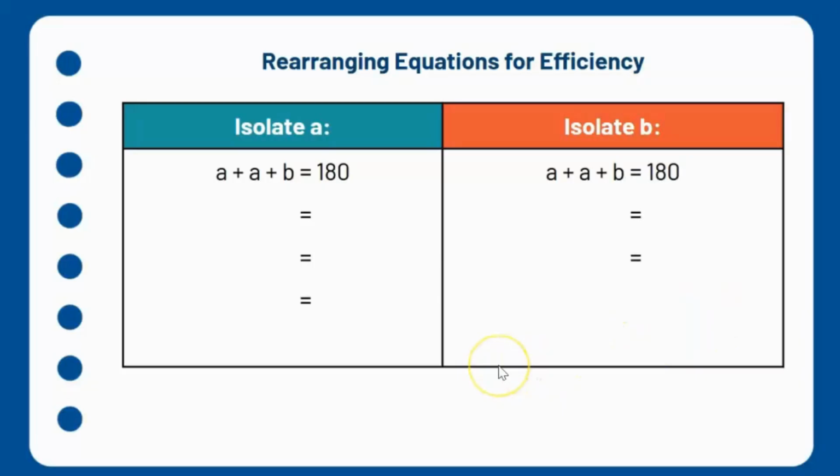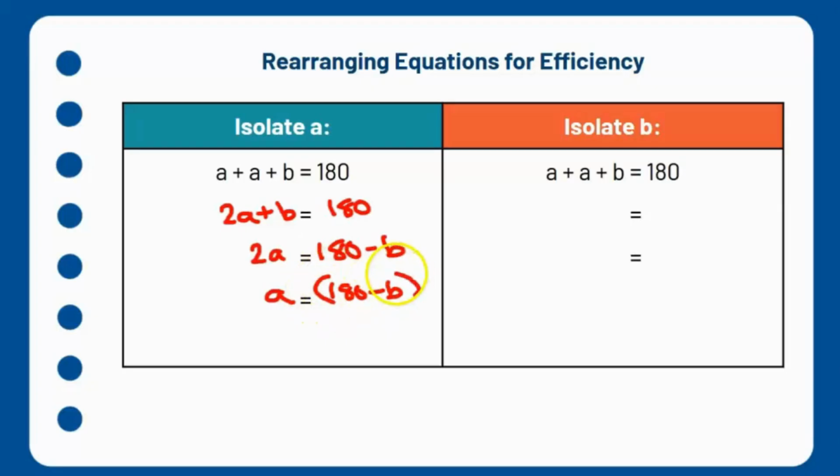Let's first rearrange the equation to isolate A for cases where we know B and want to find A. We can combine the A's to have 2A plus B equals 180. Then we'll take B away from both sides, so that leaves us with 2A equals 180 minus B. Lastly, we need to divide both sides by 2, so we're going to come up with A equals (180 minus B) divided by 2.